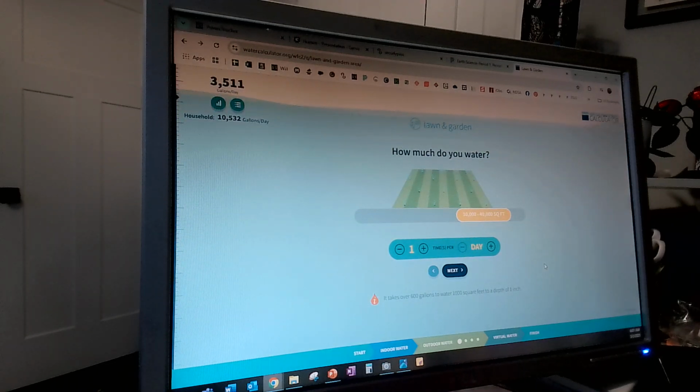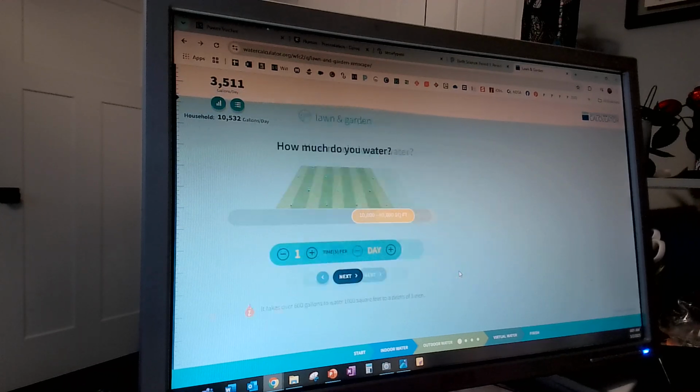But I'm going to put this because this is what our water looks like, especially in these summer months that are to come. So it takes about 600 gallons of water to water 1,000 square feet at a depth of 1 inch. And if you are trying to get new grass to establish, you need to get it down like 2 inches. So that tells you where we've been at for the last couple of years.